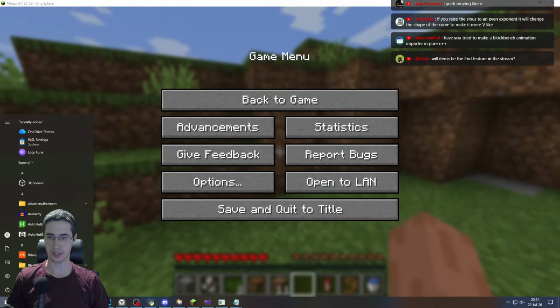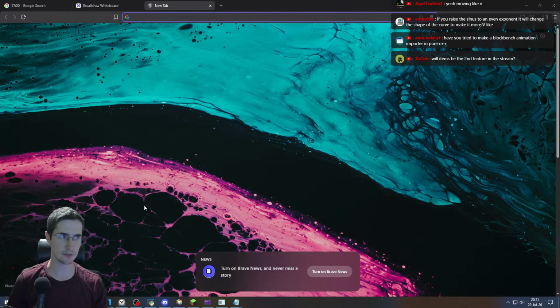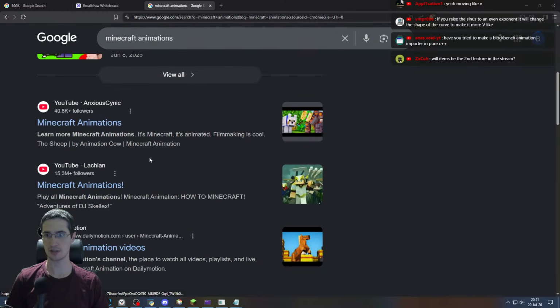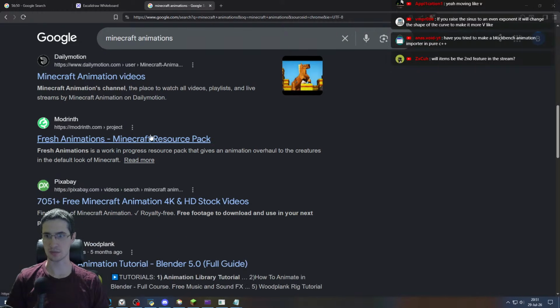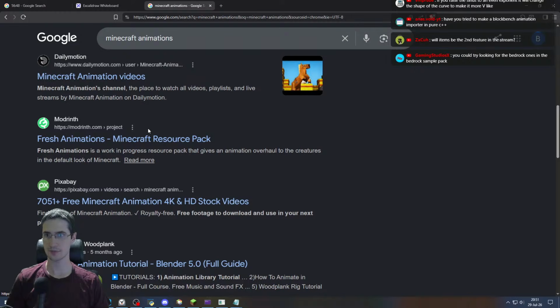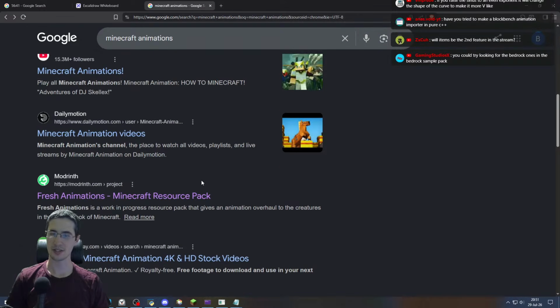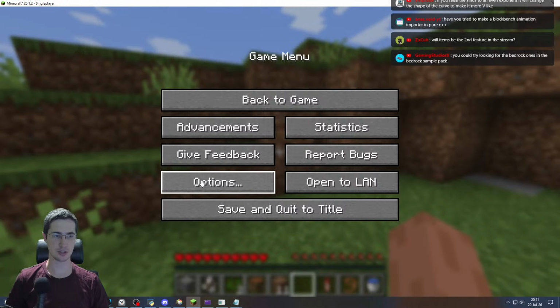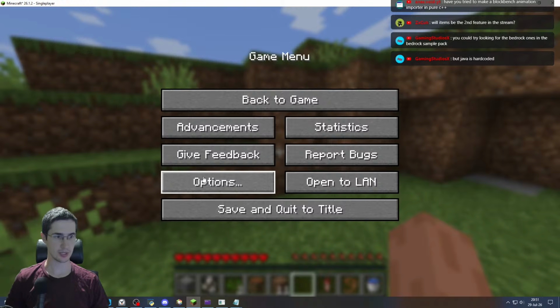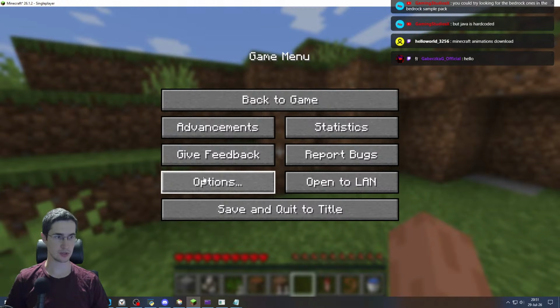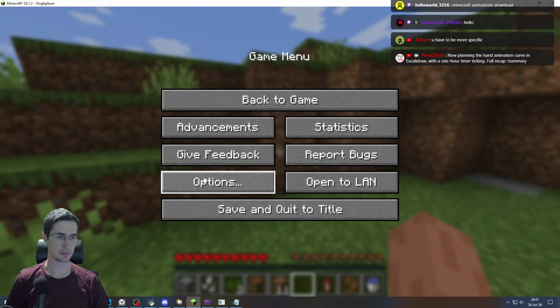What if we search online? Is there the animations? This is the naive approach. Let's just search Minecraft animations. Are there animations here? No, just channels with animations. Fresh animations. A resource pack. Yeah, could we download just the animations from some kind of a resource pack? We could try looking for the Bedrock ones in the Bedrock sample pack, but Java is hard-coded. Yeah, we can do the Bedrock animations.